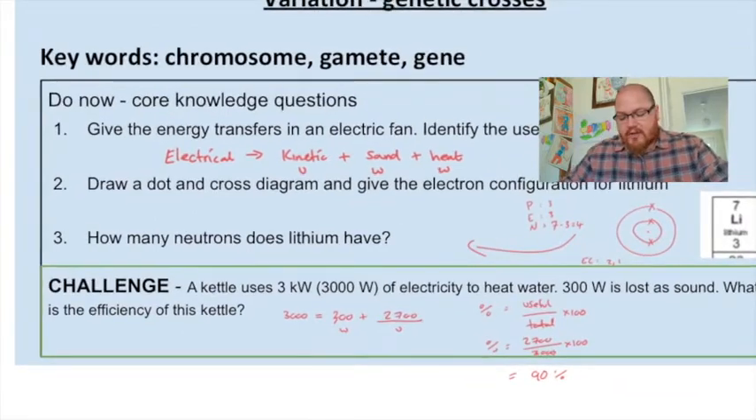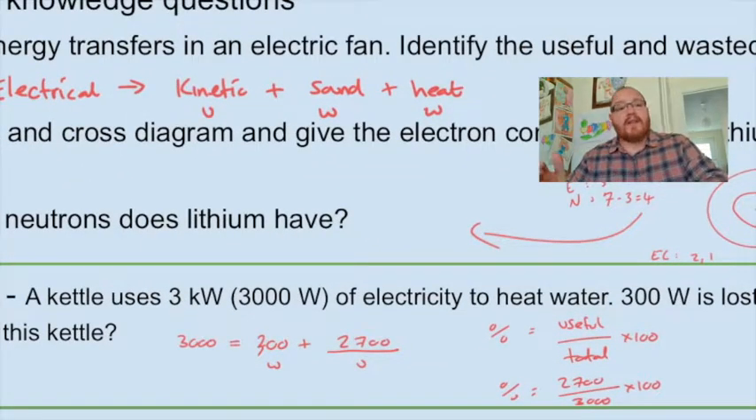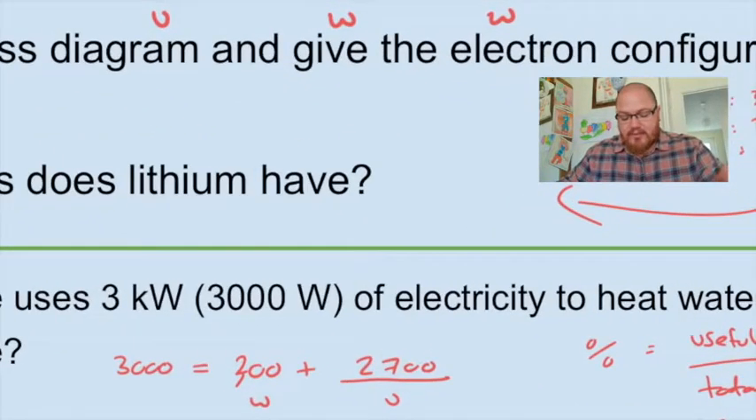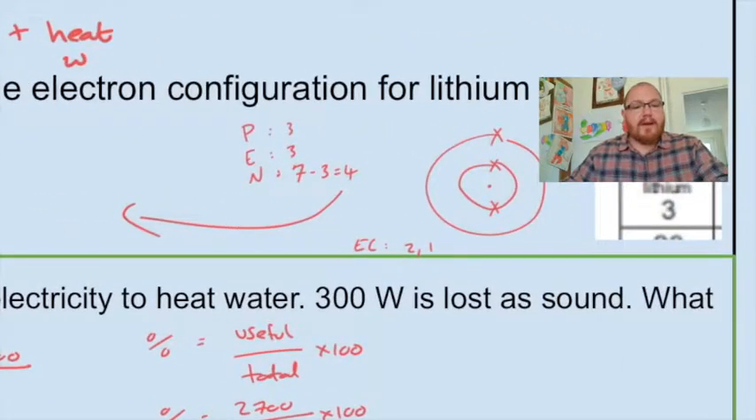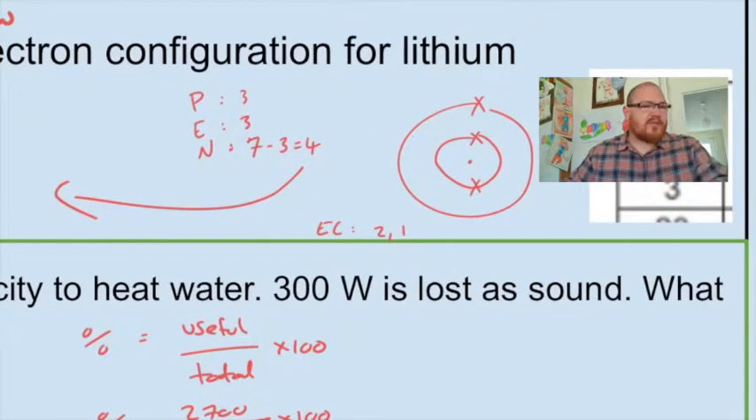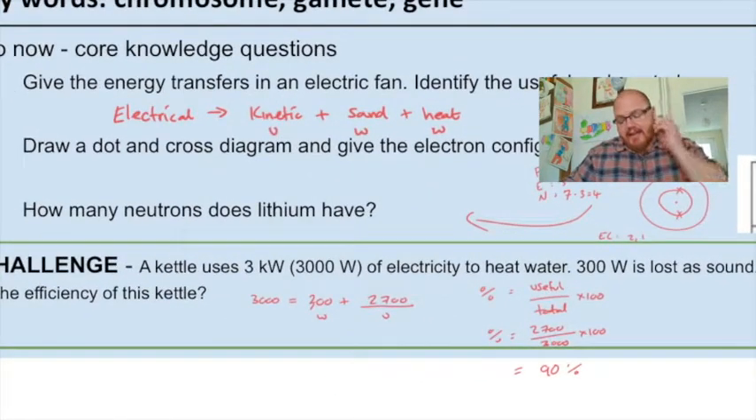And then I've got my challenge question. A kettle uses 3 kilowatts. Well, a kilowatt is 1,000 watts, same as a kilometer is 1,000 meters. So I've just broken that down to 3,000 watts of electricity to heat water. 300 watts is lost as sound, which is not very useful. It's the heat energy that's useful. What is the efficiency of the kettle?